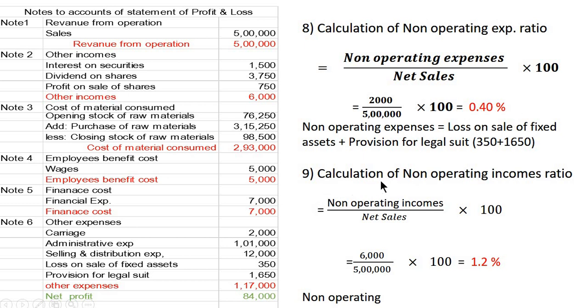And the ninth and last one is calculation of non-operating incomes ratio. The formula is non-operating incomes divided by net sales into 100. The non-operating incomes are three: interest on securities, dividend on shares and profit on sale of shares. These three items total is 6,000 and divided by net sales and multiplied with 100. The answer is 1.2% of the sales. It means non-operating incomes are 1.2% of the sales.